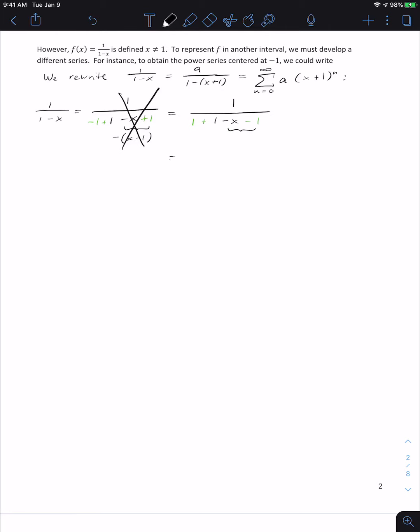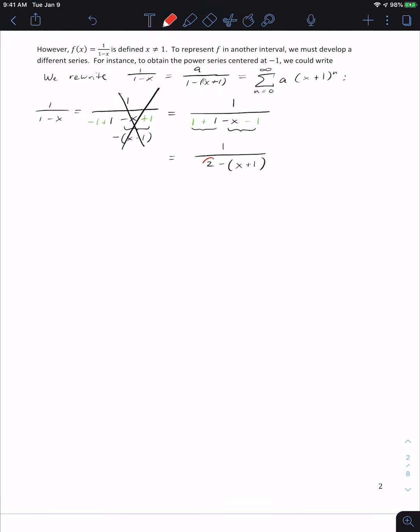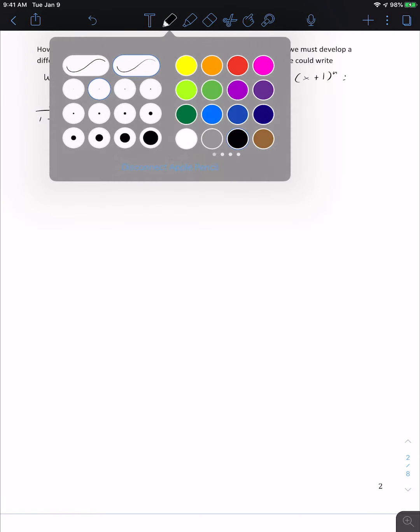Now, if I factor out a negative here, I'm left with these two add up to be 2, and then minus, if I factor out a negative, I get x plus 1, which is what I want, right? Remember, I want something over 1 minus x plus 1. So I'm almost there. But now the issue is this pesky 2, right? That needs to be a 1. So what can I do?